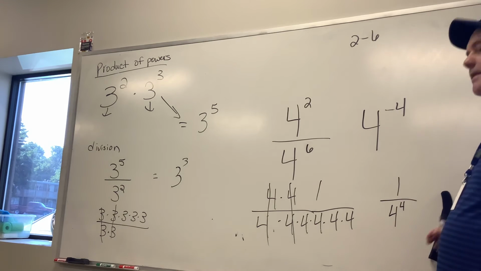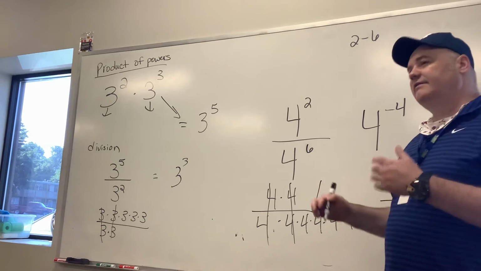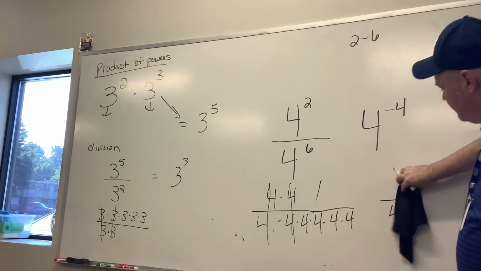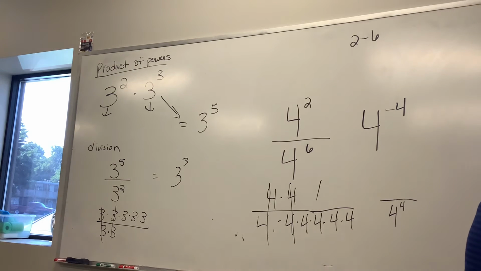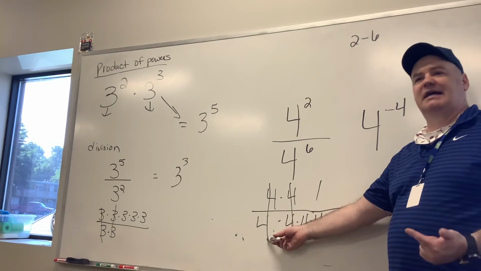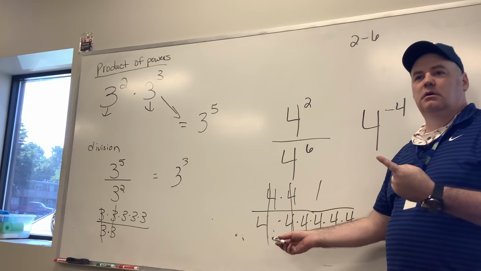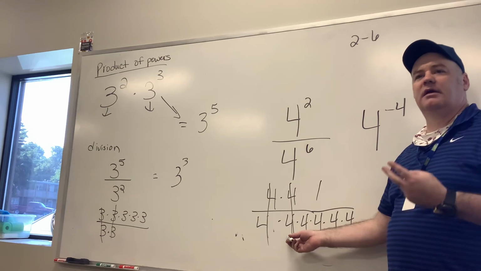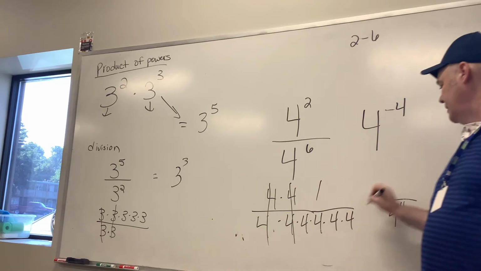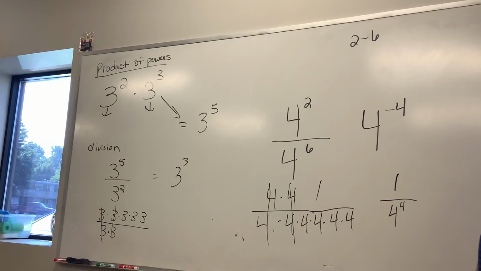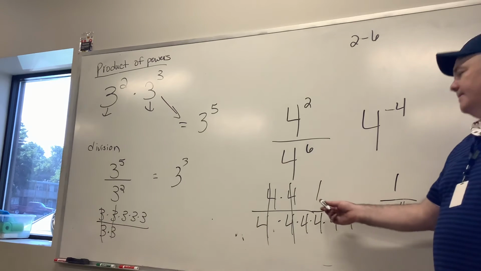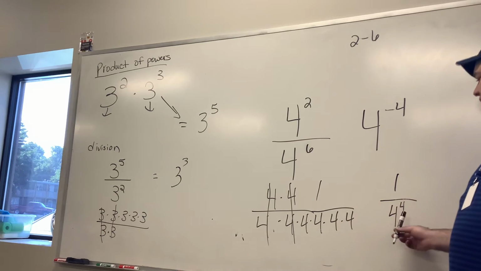Why did you put a 1 there? Well, because you can't leave a fraction with nothing on top. Let's all agree on that. It's not 0, because 4 divided by 4 is not 0. 4 divided by 4 is 1. Same thing here. So that's why I put the 1 up here. It's a whole 1. So I've got 1 over 4 to the 4th.